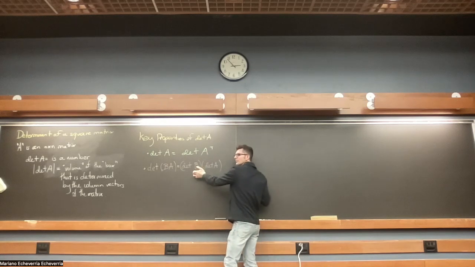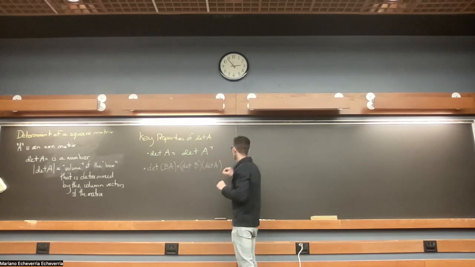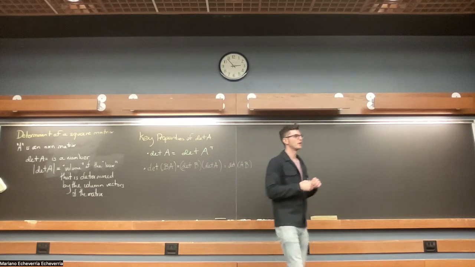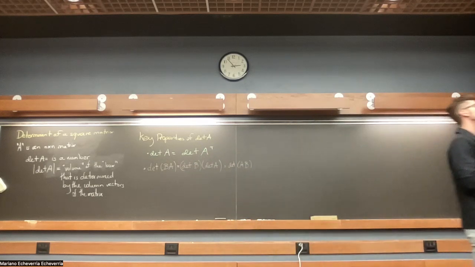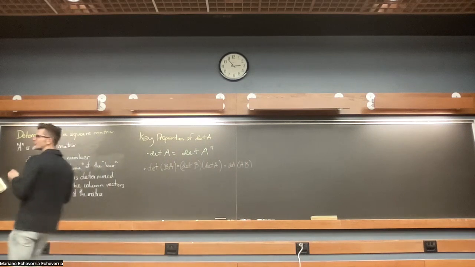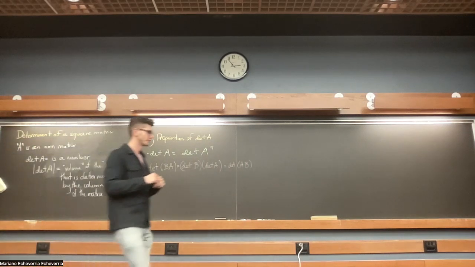It is kind of cool because, in particular, since these are just numbers, you can write them in any order. So this is actually also saying that the determinant of BA is the same as the determinant of AB, because this can be rearranged. And that's impressive, given that A times B is not the same as B times A, but somehow when you take their determinant, that difference goes away and you end up getting the same answer.